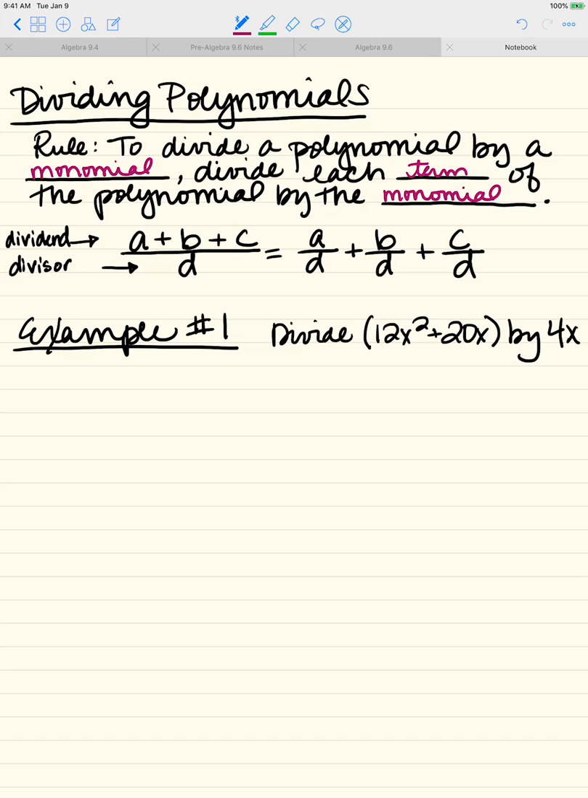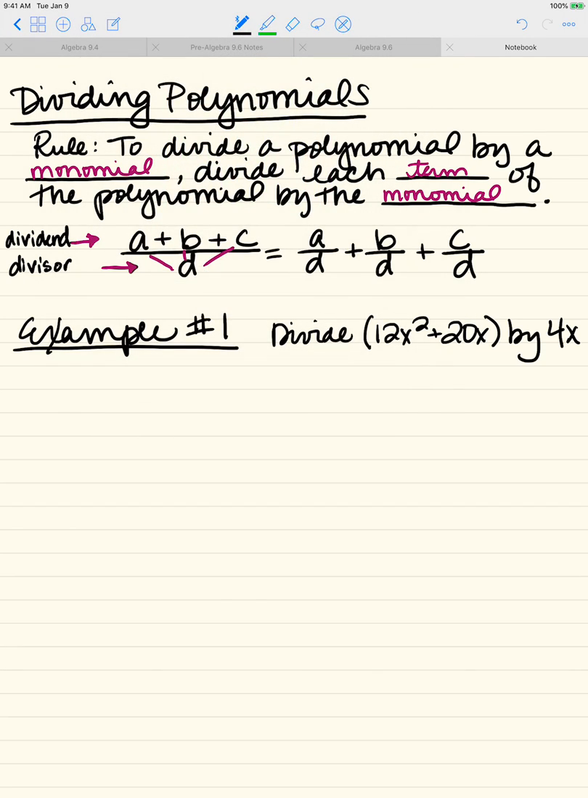Okay, so if we have a plus b plus c, that is our dividend. It's what is going to be divided. And we are dividing that entire trinomial by a monomial, in this case d, which is also known as our divisor. That is the same as dividing each one of the terms by that monomial. So a plus b plus c divided by d is equal to a over d plus b over d plus c over d. Let's look at this in action.